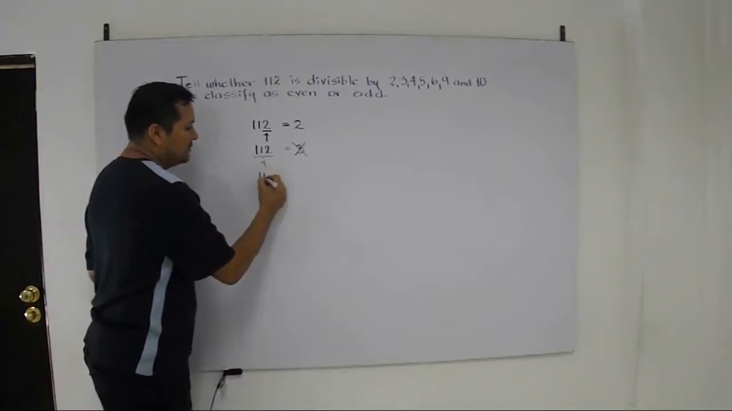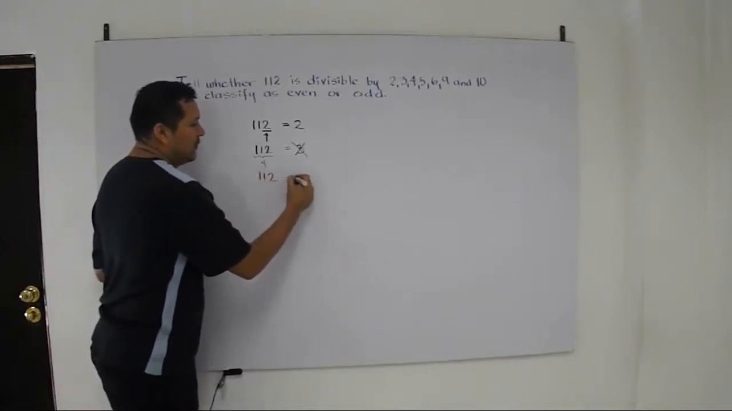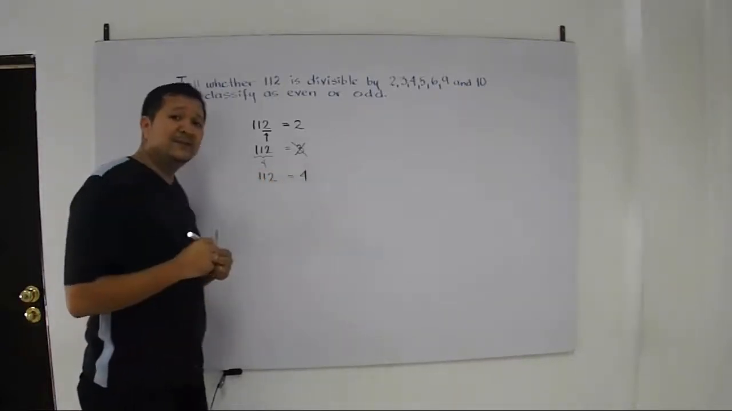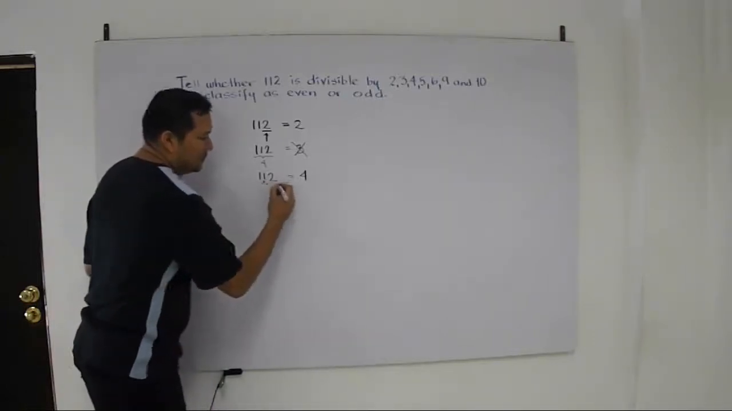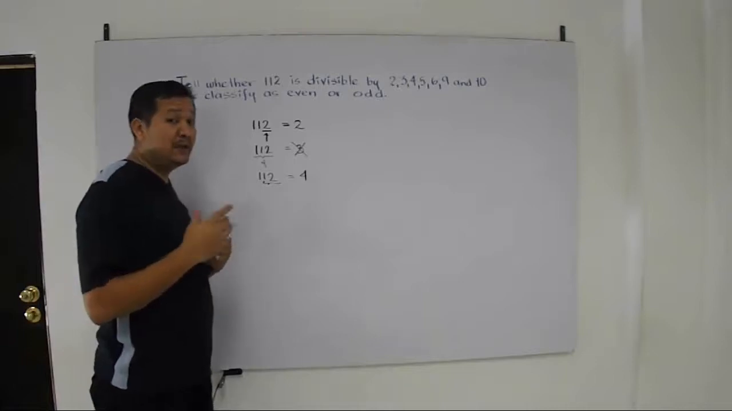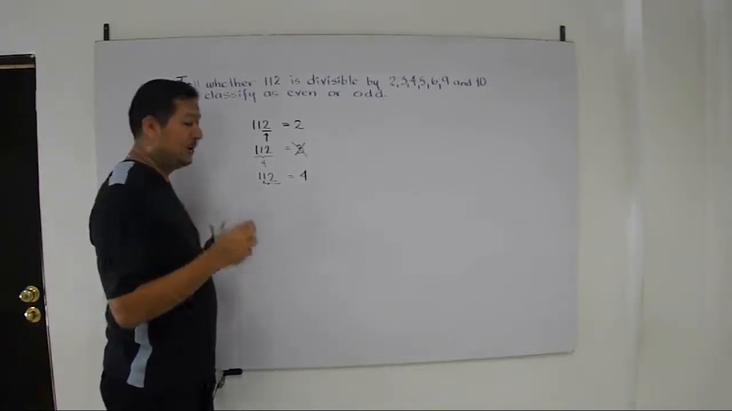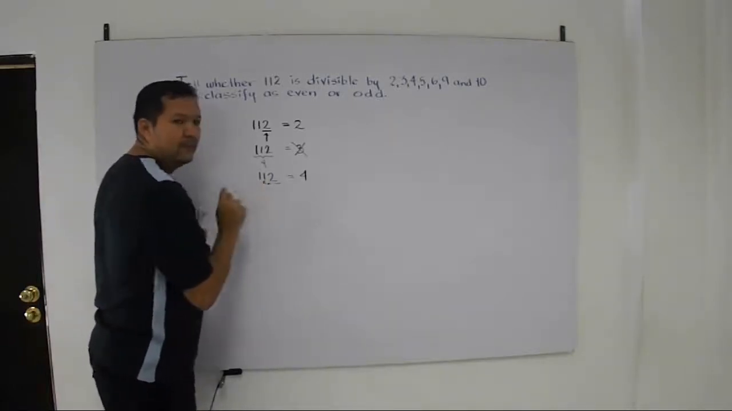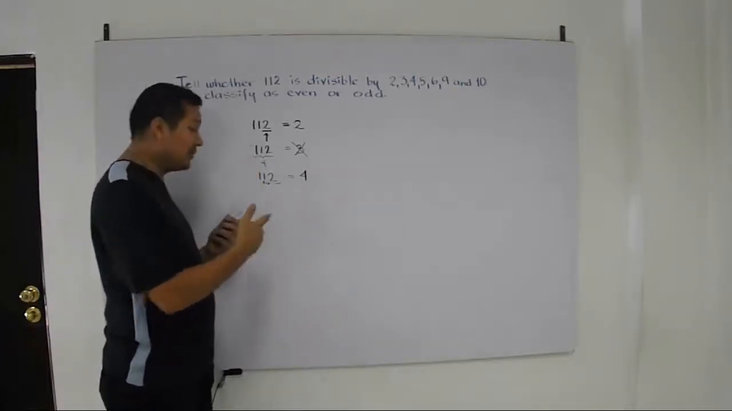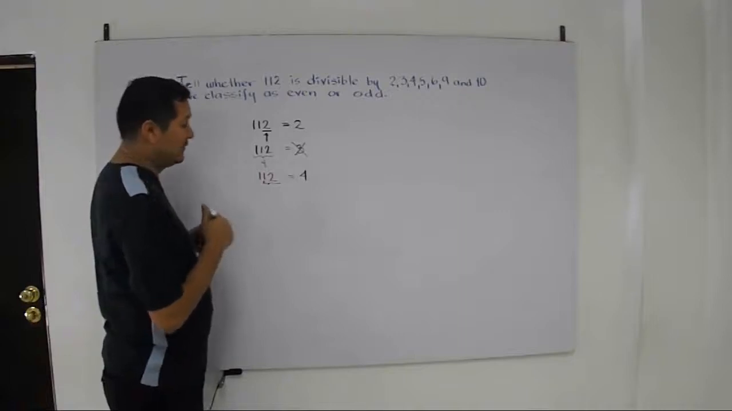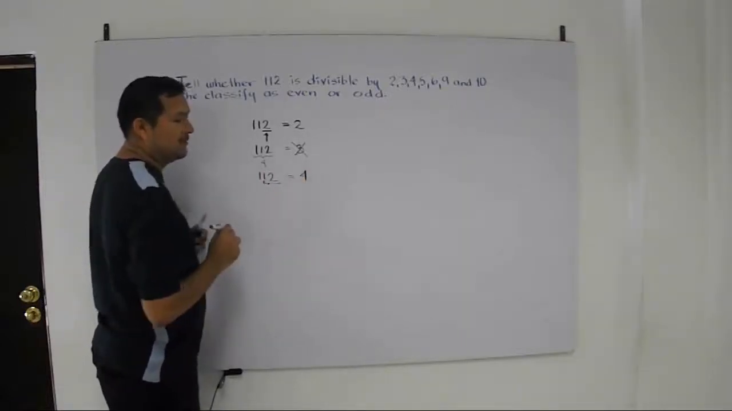Let's see if 112 is divisible by 4. To be divisible by 4, the last two digits, these two numbers, have to be divisible by 4. Let's see. 12. 4, 8, 12. So 12 is a multiple of 4. We can say the number is divisible by 4.